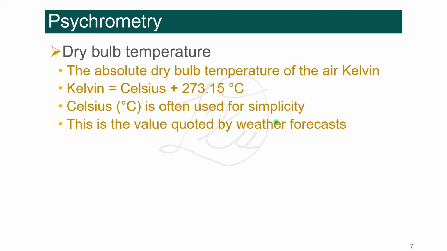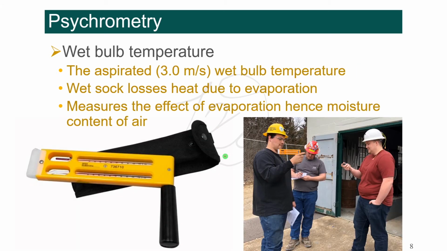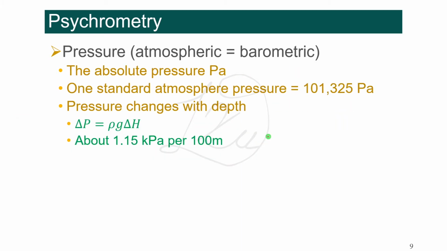The dry bulb temperature is the value quoted by weather forecasts. In weather forecast, if the temperature is 25 degrees, this is the dry bulb temperature. The wet bulb temperature is measured by the wet sock thermometer in the sling psychrometer. The wet sock loses heat due to evaporation in the aspiration process. So it measures the effect of evaporation rate, which is directly related to moisture content. The absolute pressure of air is measured using a barometer. One standard atmosphere pressure equals to 101.325 Pascal. The pressure changes with depth, and also the fan causes pressure change in the mine.